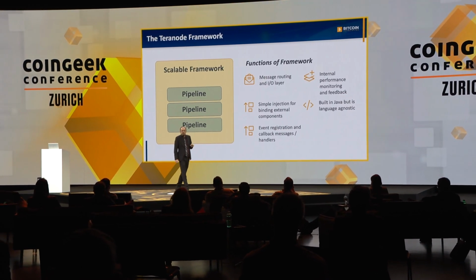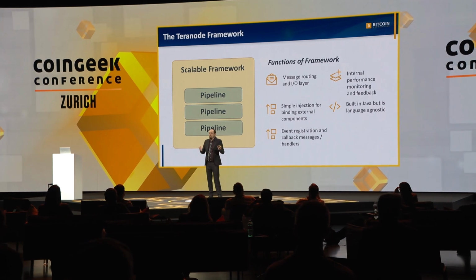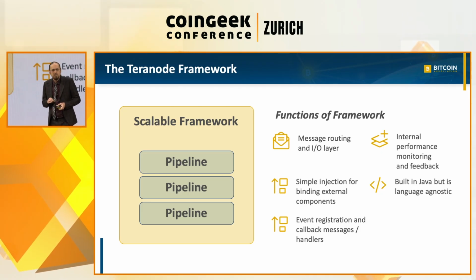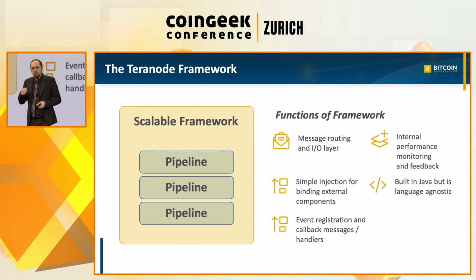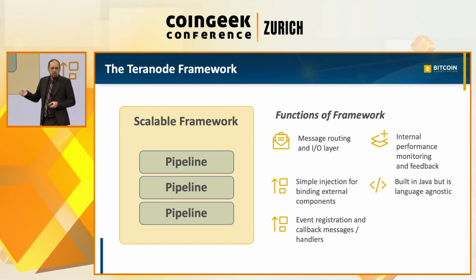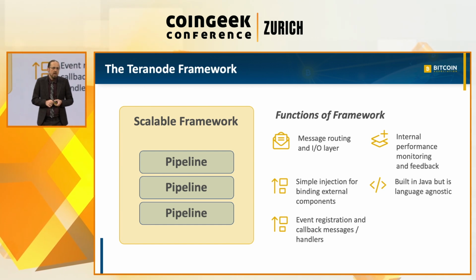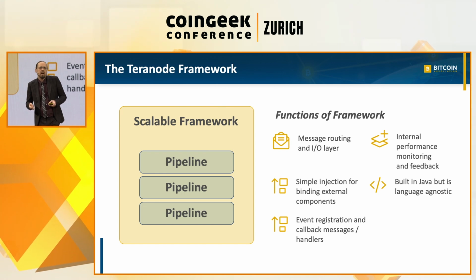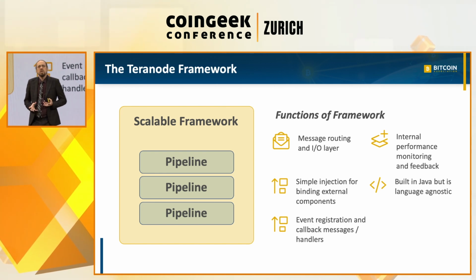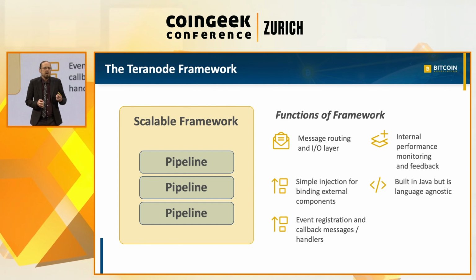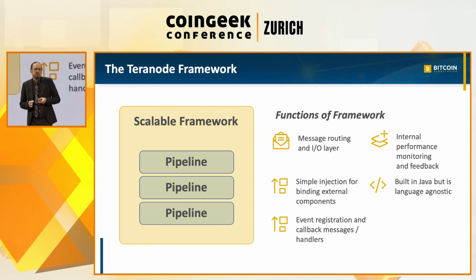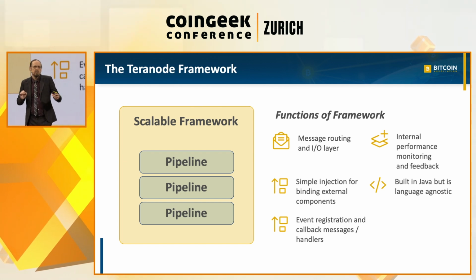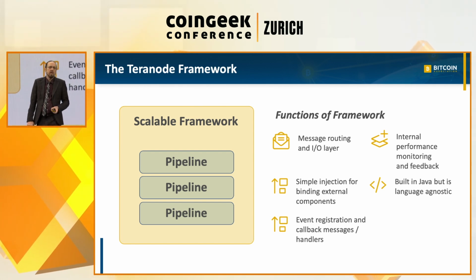So the basic functions of the Teranode framework are handling the message routing and the I/O layer. The I/O layer is pluggable, so you can swap it out for direct connections or use a Kafka message bus or whatever happens to suit you best. It contains a lot of tools for internal performance monitoring and generating feedback, so that when you're building a Teranode configuration, you can actually see inside. It's one of the more challenging things with a distributed system like this, being able to understand where bottlenecks are so that you can optimize by putting more resources in the right place.